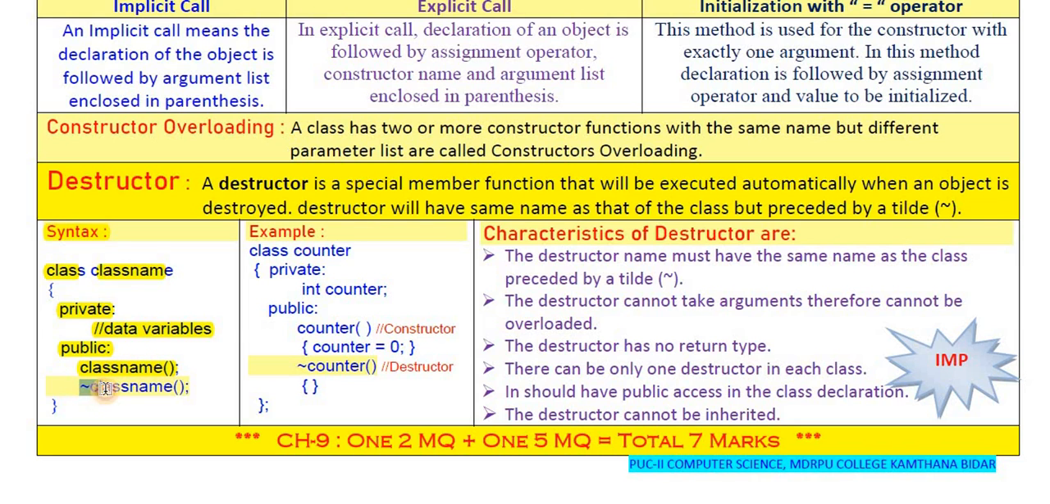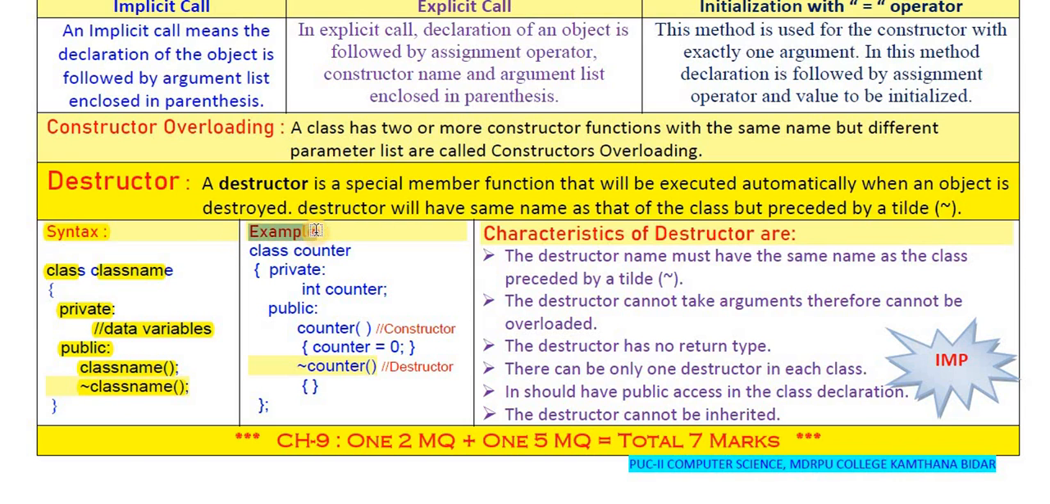And here also the function name is same, but it is starting with a tilde symbol. So when a function has the same name as the class name and it starts with a tilde symbol, then that function is called a destructor.